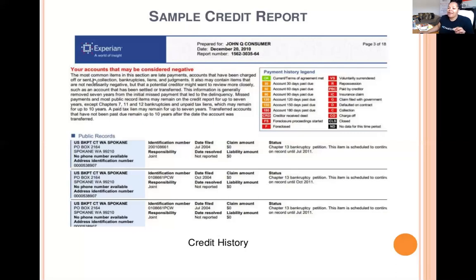A negative item is considered a 30-day late, 60-day late, 90-day late, an item that's showing as charged off. Those are negative items. So definitely get it set in your mind the difference between a negative item and an inaccurate item.